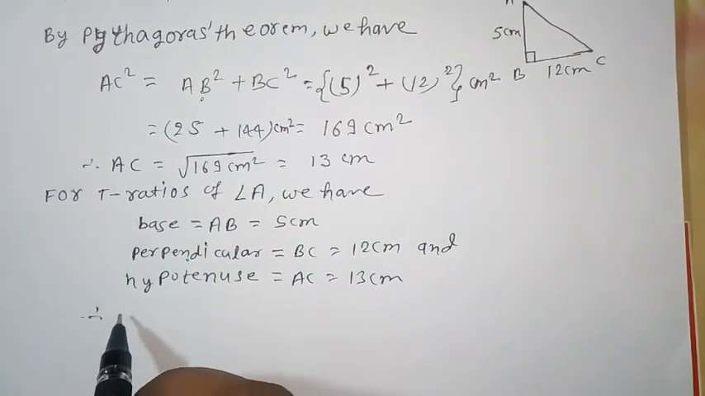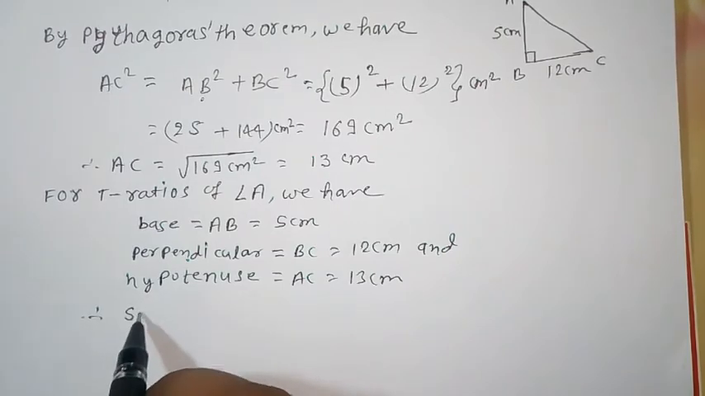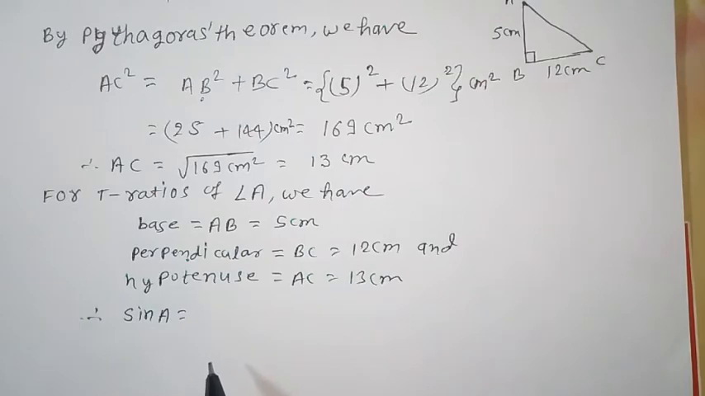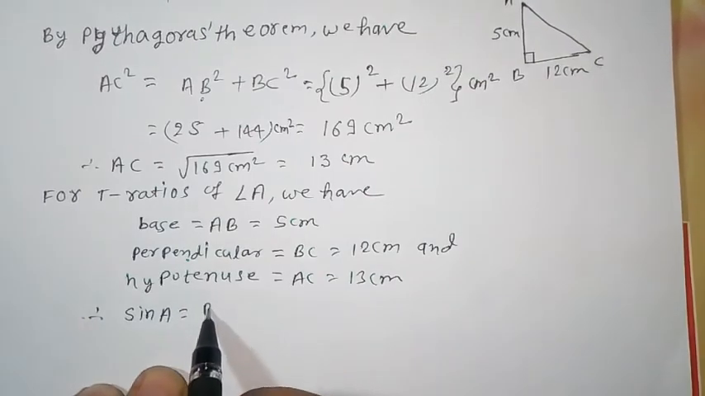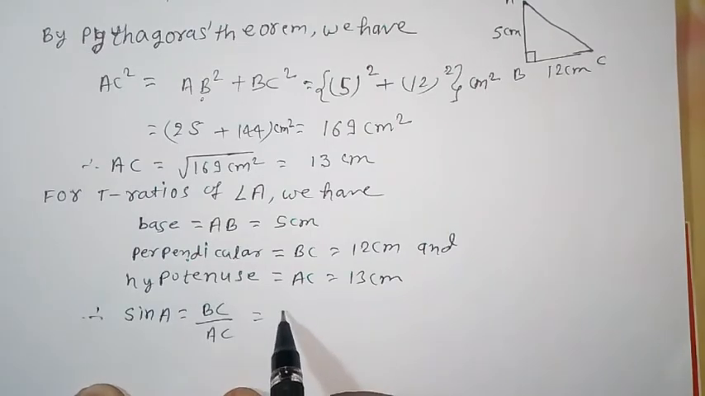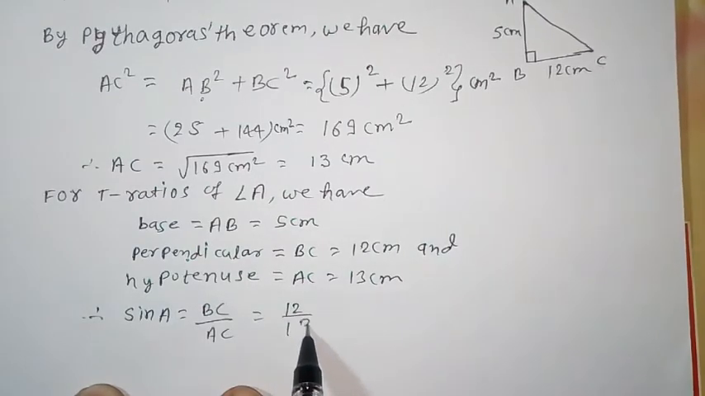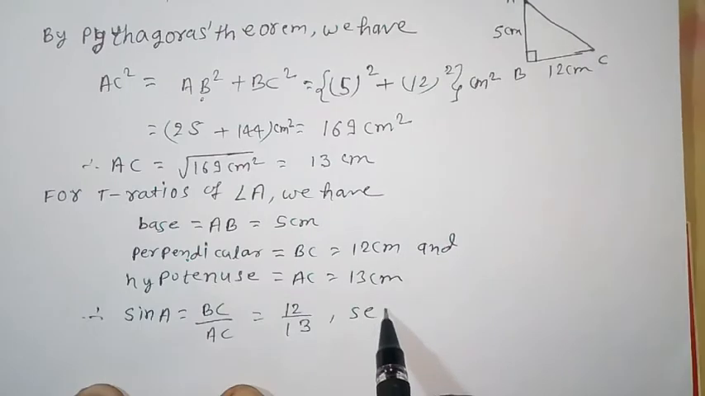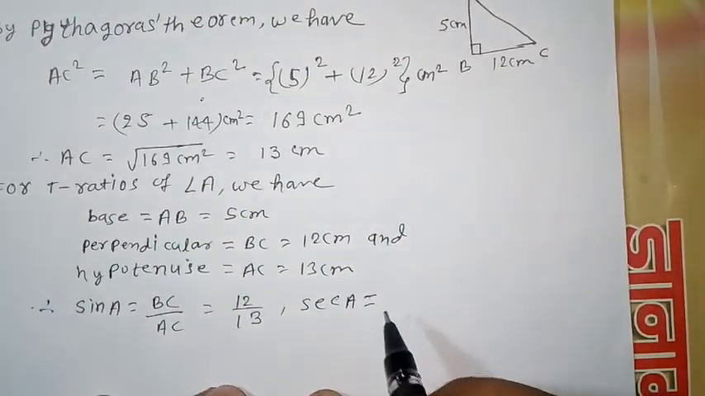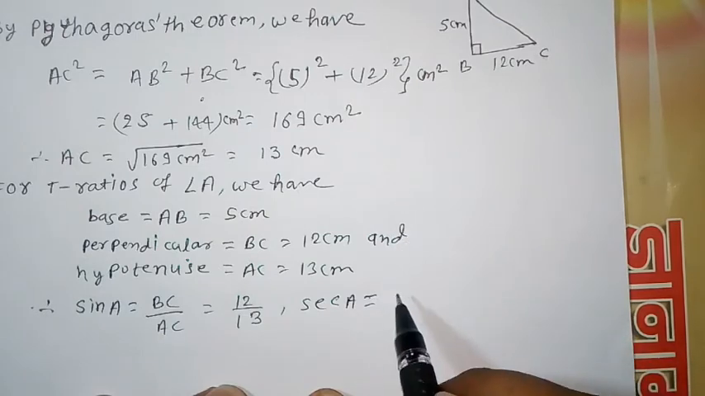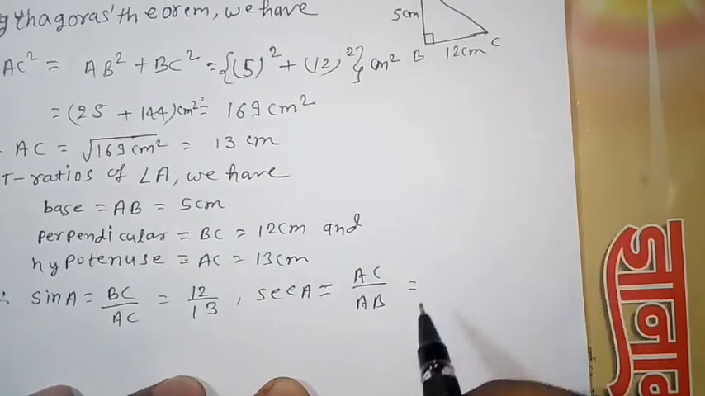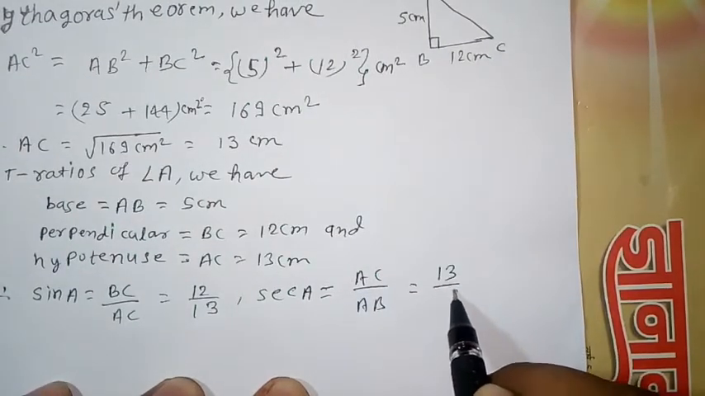Therefore, sin A is equal to perpendicular by hypotenuse. The perpendicular is equal to BC and hypotenuse is equal to AC. So 12 by 13. Sec A is equal to hypotenuse by base. Hypotenuse AC, base AB is equal to 13 by 5.